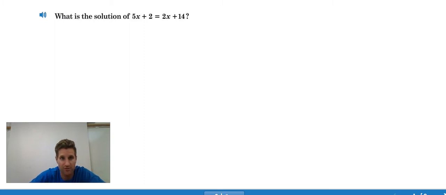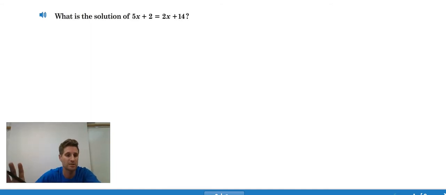Solving equations with variables on both sides. Well, if you believe it or not, we have 5x plus 2 and 2x plus 14. So, when we have variables on both sides, we want to move them over to each other. Now, we might have already talked about this in class, but we're going to talk about it again. We're going to get a little bit more in depth with how we do some of this stuff.